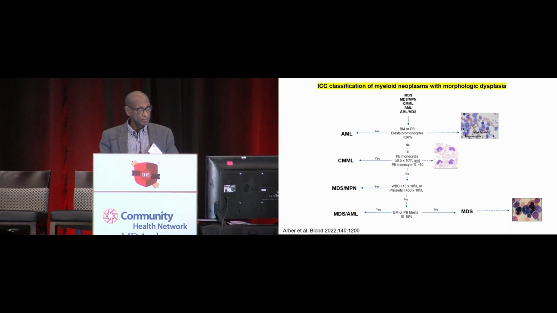That's CMML. Then the next question you ask is, all right, blasts are not above 20%, monocytes are not greater than 500. The next question you ask is, what's the white count? If the white count is over 13, then that becomes immediately MDS/MPN. Then you're left with just MDS. And in order to make a diagnosis of MDS, the blast has to be below 10%, because otherwise it will be AML/MDS. So this simple algorithm will tell you exactly how to allocate what disease where.